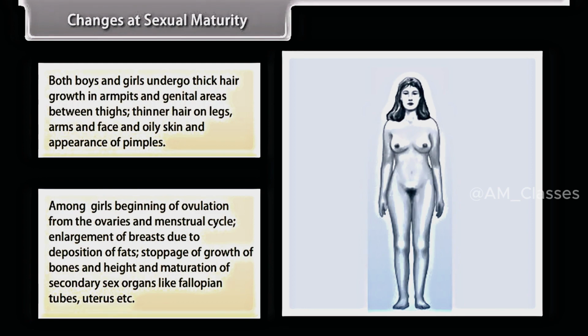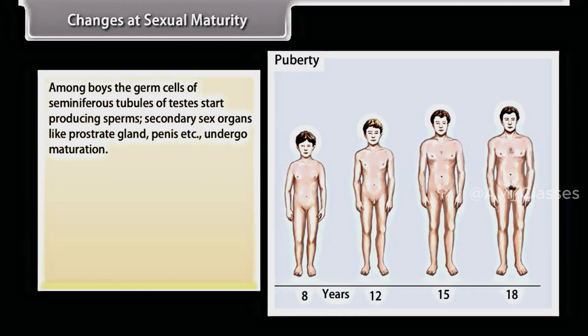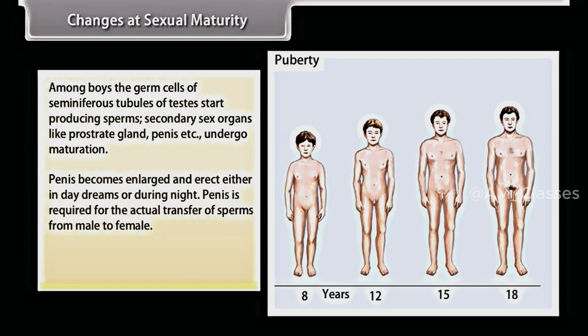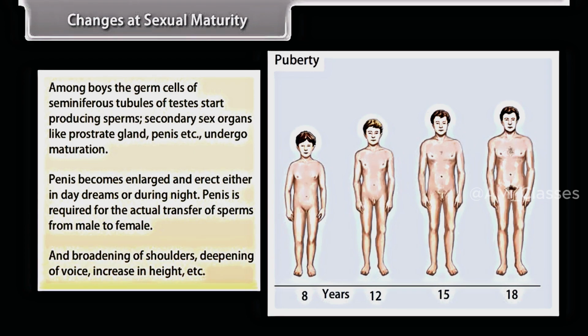uterus, etc. Among boys, the germ cells of seminiferous tubules of testes start producing sperms. Secondary sex organs like prostate gland, penis, etc. undergo maturation. Penis becomes enlarged and erect either in daydreams or during night. Penis is required for the actual transfer of sperms from male to female. There is also broadening of shoulders, deepening of voice, increase in height, etc.